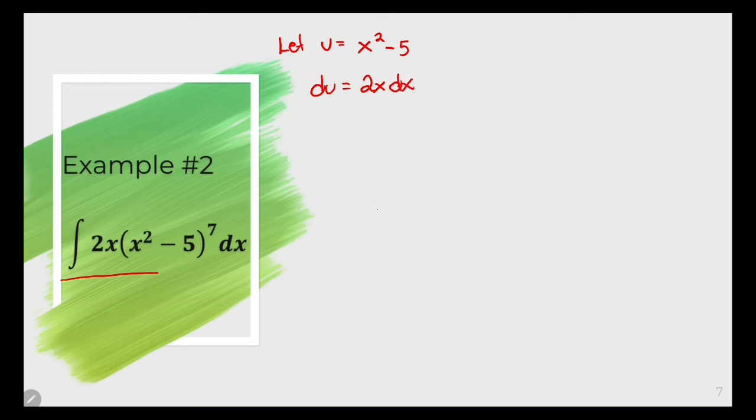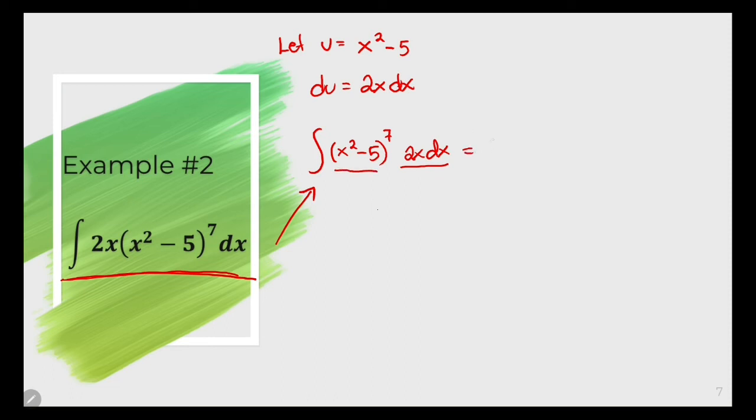From our original expression, we need to rearrange this one. We write first the x squared minus 5 to the power of 7, and you have the 2x dx. Remember, since this is multiplication, and multiplication is commutative, we can rearrange this original expression into this expression. Why rearrange this one? Since the 2x dx is equivalent to our du, and this one is equivalent to our u.